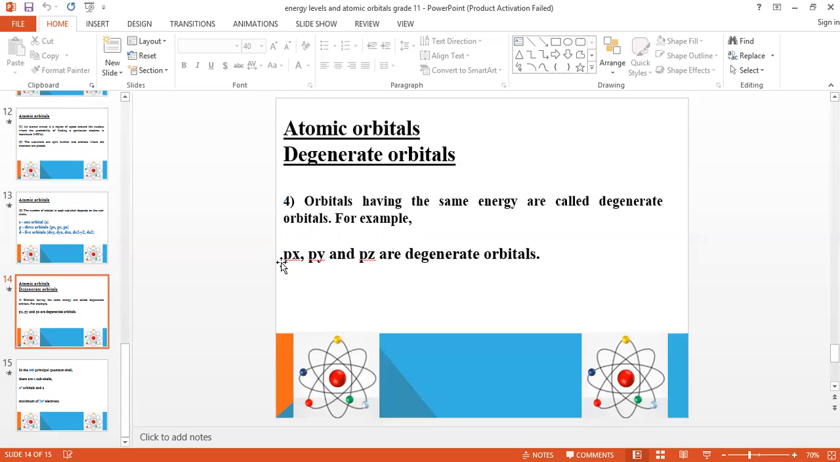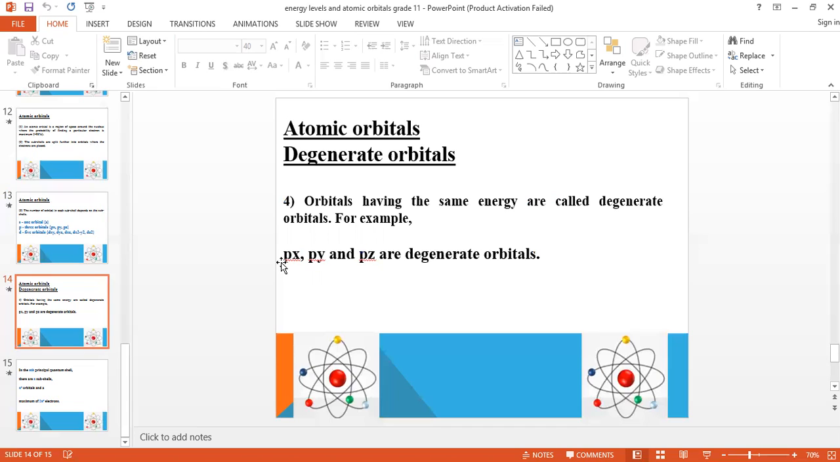See, now something is here. Atomic orbitals are degenerate orbitals. Degenerate means they have the same energies. Orbitals having the same energies are called degenerate orbitals, for example px, py and pz. Now you can answer your question of how they divided these 3: if they have similar energies, they divide like px, py and pz.